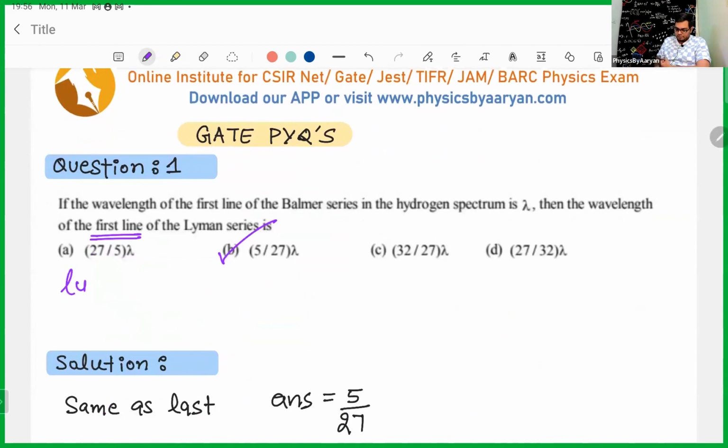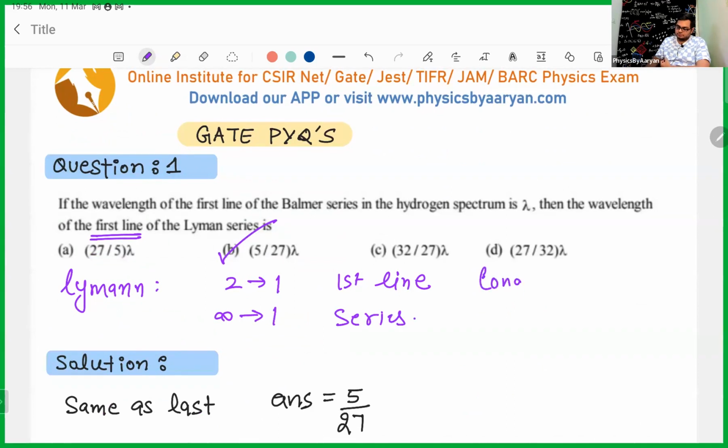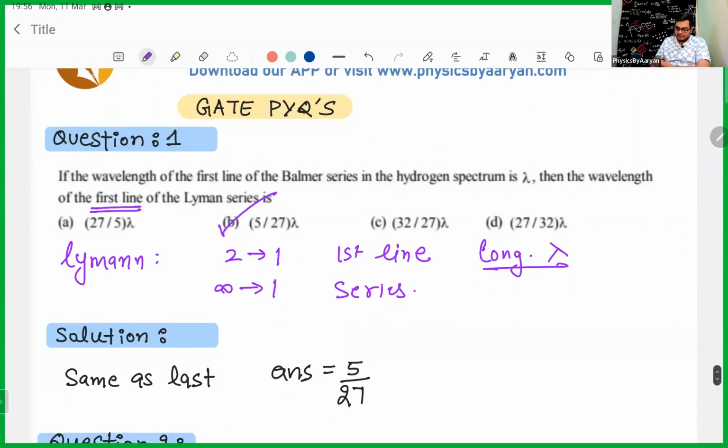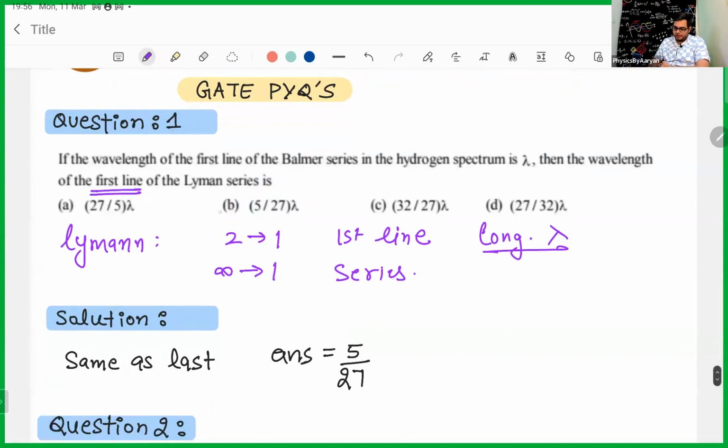If you are in Lyman, then coming from 2 to 1 is the first line. And coming from infinity to 1 is the series limit. 2 to 1 will be the longest wavelength. Right. So either they can say longest wavelength ratio or they can say first line ratio. Both of the things are same. So the answer in this case also will be 5 by 27.